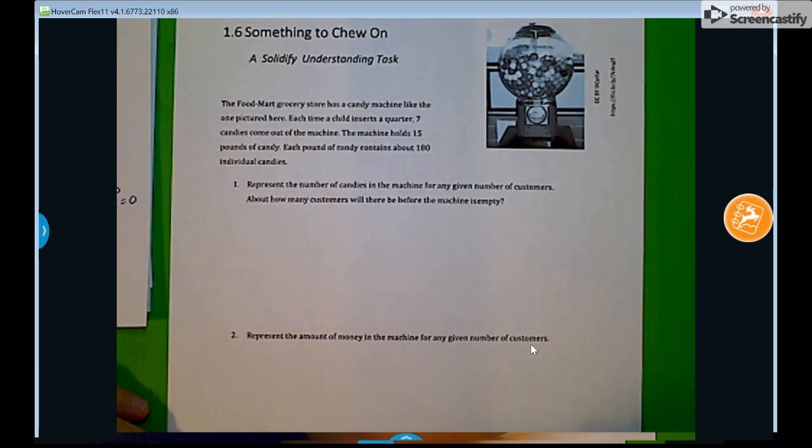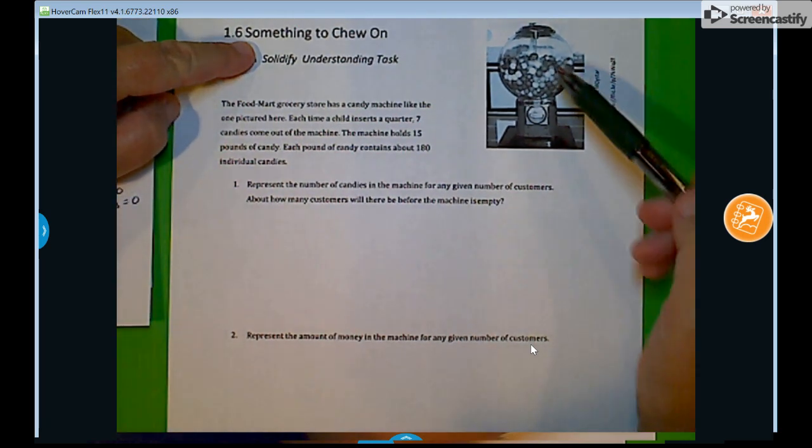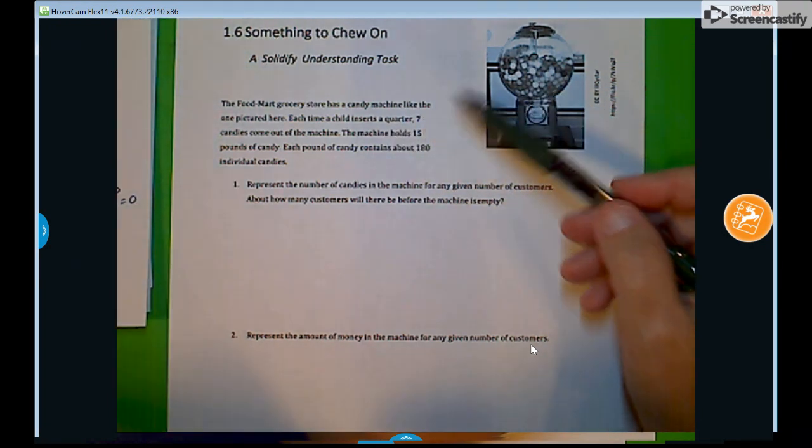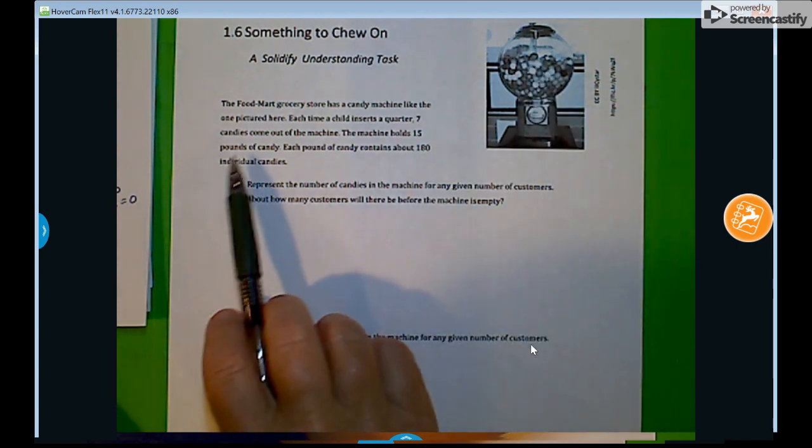All right, we're going to do task 1.6. It's called Something to Chew On. It's about this gumball machine. I call it a gumball machine. They call it candy machine. So either way, we'll call it candies, I guess.